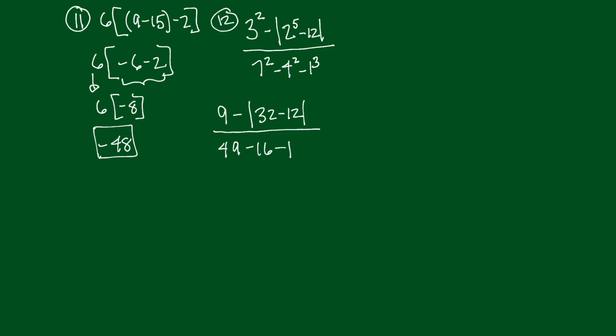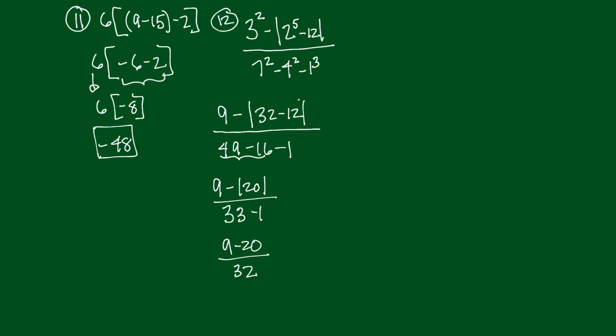Now, let's take a look at this absolute value right here. Let's deal with this. 32 minus 12. Well, that's 20. All right, so we're going to get 9 minus the absolute value of 20 over... Now, I'm just going to do these two at a time. So 49 minus 16 is 33 minus 1. Now, in the top, the absolute value of 20 is 20. So we are going to get 9 minus 20 over 33 minus 1, 32.